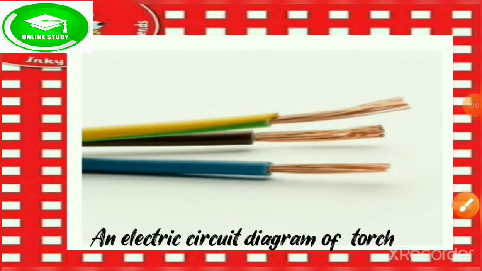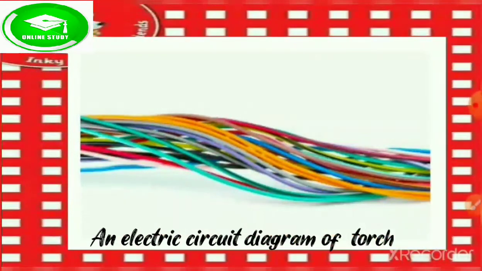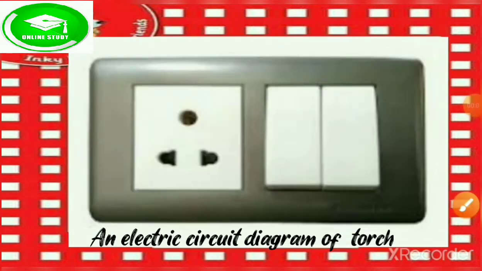Second important component is connecting wires. These wires are needed to join various components of a circuit, so they are very important. Third element is the electrical device. These devices use up the electric current which flows through the circuit to produce light or heat. Electrical devices include bulbs, heaters, geysers, etc. Fourth is the switch. It is used to turn on or switch off the electrical devices.